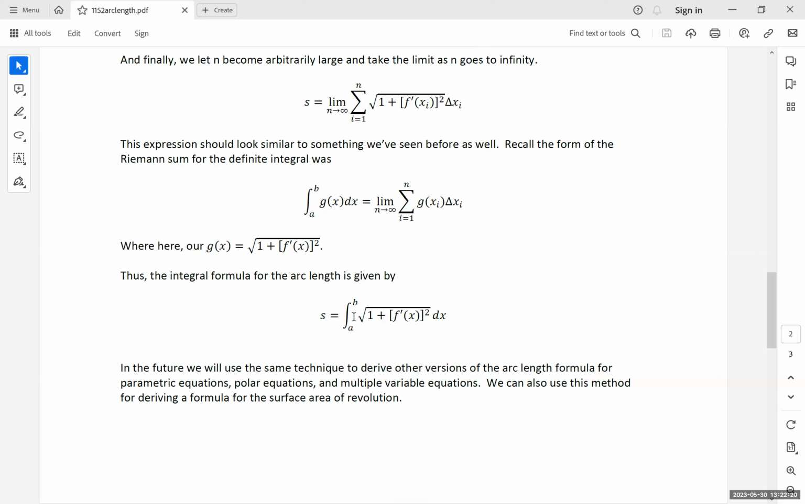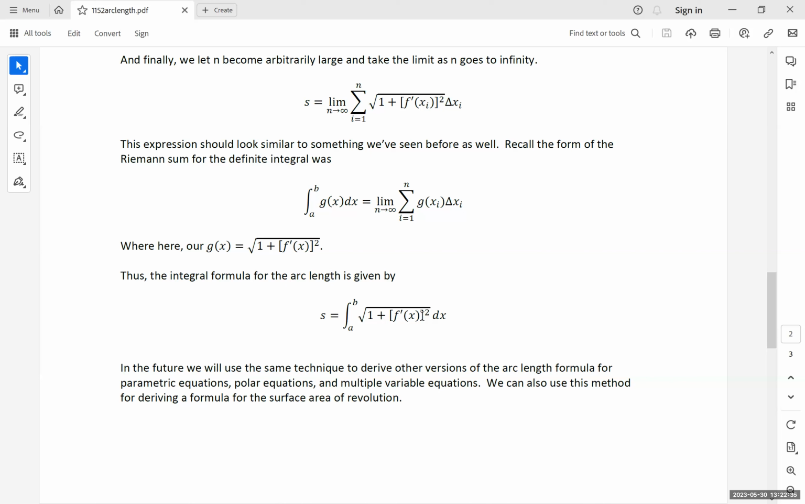And so we're going to integrate from a to b, and we're going to integrate this crazy function, and then that will give us the length of our arc, even if the function is curved.